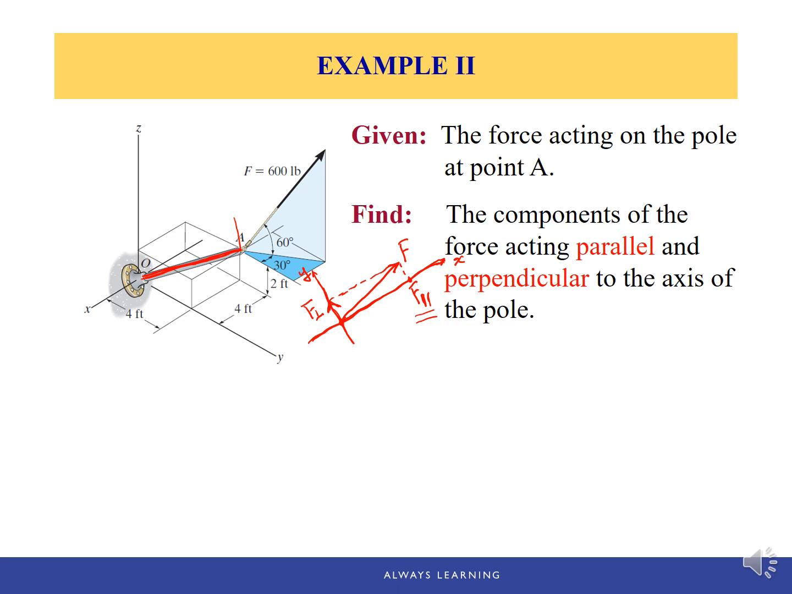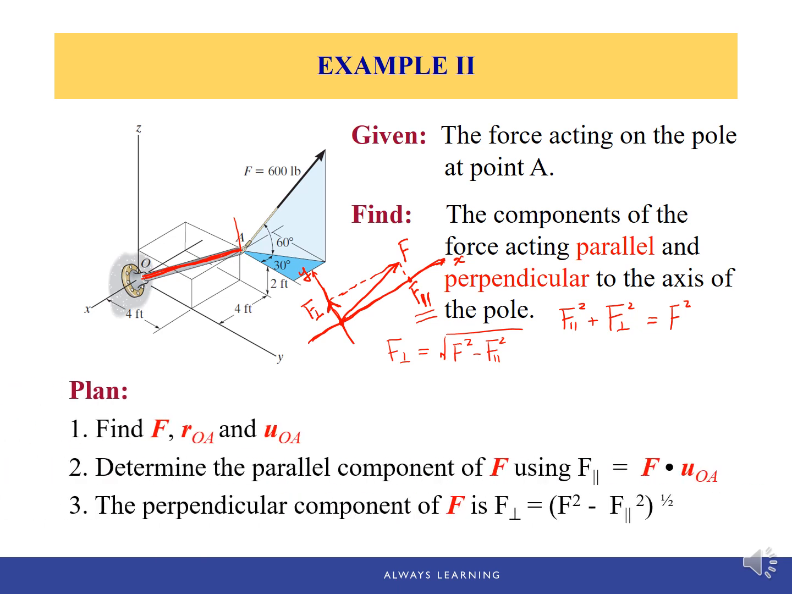But from trigonometry, we know the perpendicular component squared equals the magnitude of the force squared minus the magnitude of the parallel component squared. Or, the sum of the squares of these two components equals the square of the original magnitude of the force, which is 600.